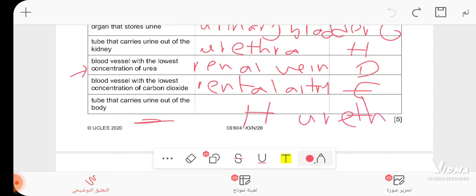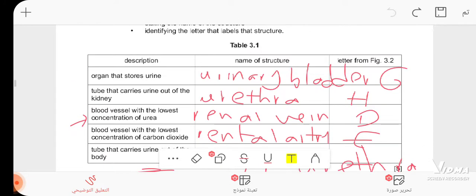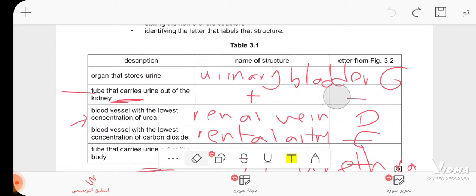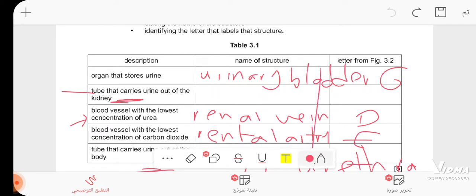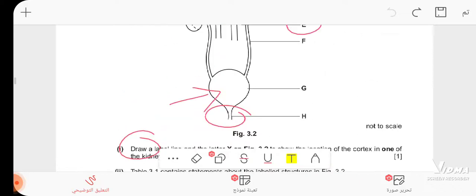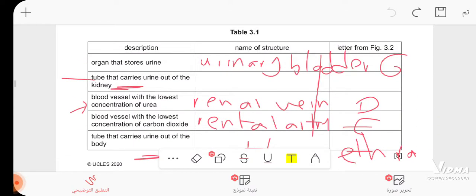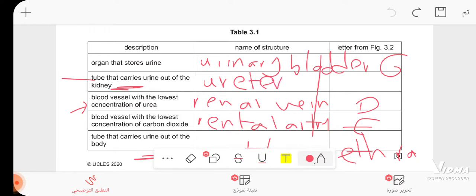Okay, we have a mistake here. The number one here, tube that carries urine out of the kidney. Yes, out of the kidney. So it is not urethra. Out of the kidney, we are talking here about the ureter. Oh, yes, F. Out of the kidney, ureter, to the bladder. So ureter, number F.